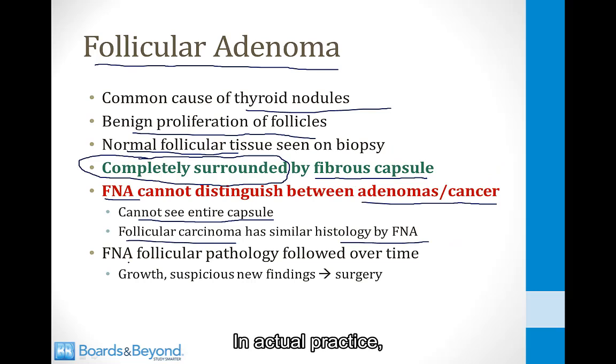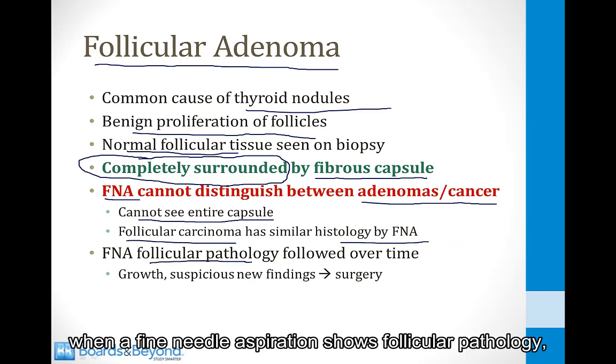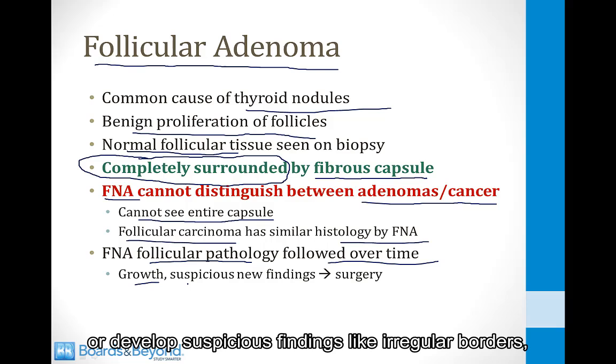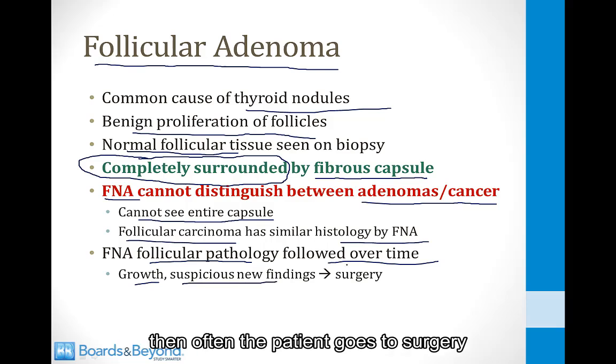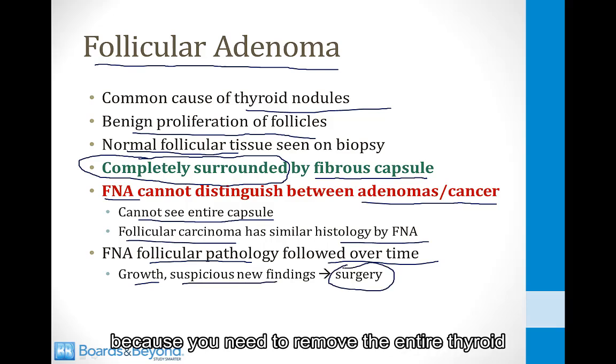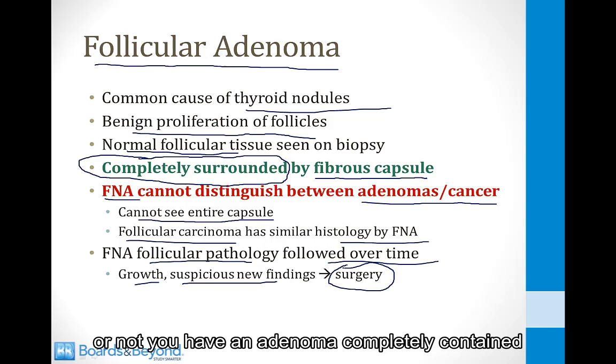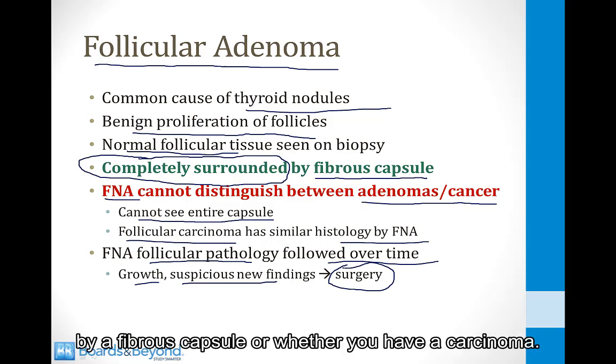In actual practice, when a fine needle aspiration shows follicular pathology, it's often followed over time, and if the adenoma begins to grow or develops suspicious findings like irregular borders, then often the patient goes to surgery because you need to remove the entire thyroid to determine whether or not you have an adenoma completely contained by a fibrous capsule or whether you have a carcinoma.